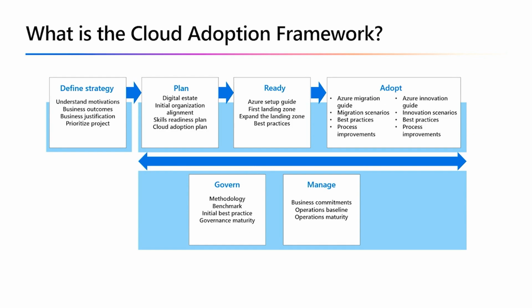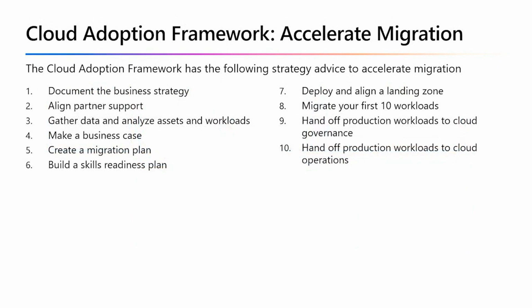By using CAF, organizations are better able to align their business and technical strategies to ensure success. This is done through the steps: define strategy, plan, ready, adopt, govern, and manage. The Cloud Adoption Framework provides strategy advice for acceleration of migration with support for each step.